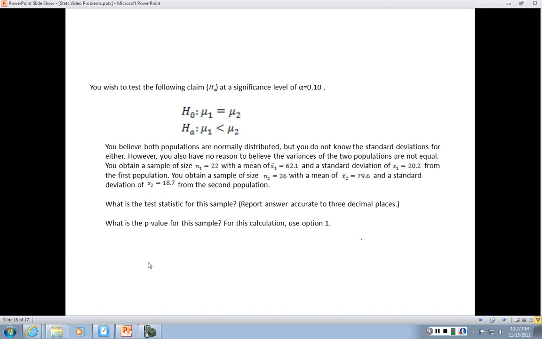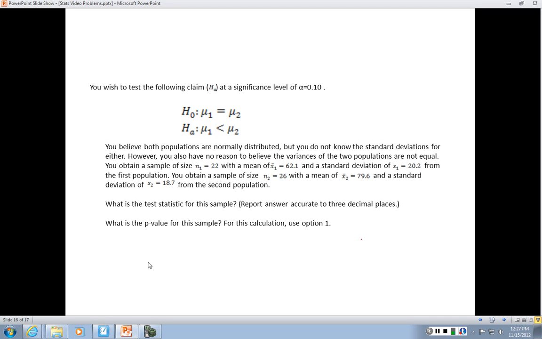You wish to test the following claim at a significance level of alpha equals 0.10. The null hypothesis is that the means of your two populations are equal. The alternative hypothesis is that the mean of your first population is less than the mean of the second population. You believe both populations are normally distributed, but you do not know the standard deviations for either. However, you also have no reason to believe that the variations of the two populations are not equal.